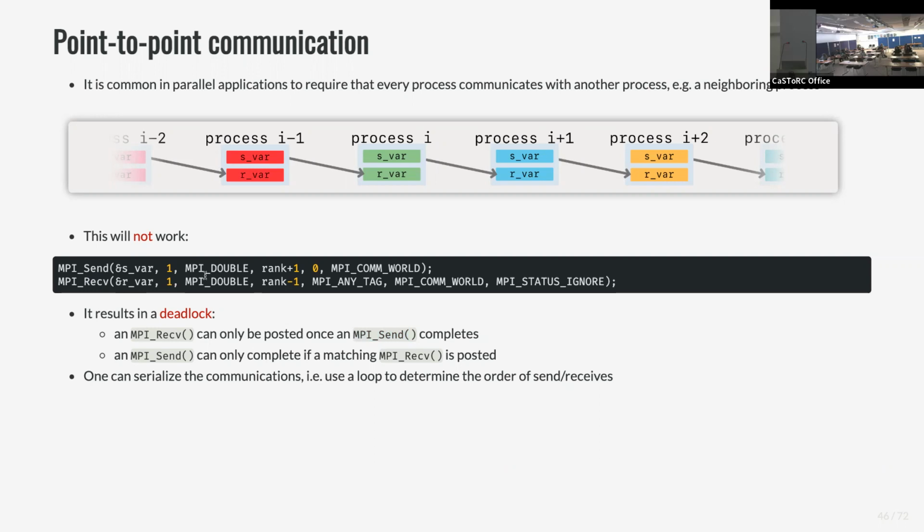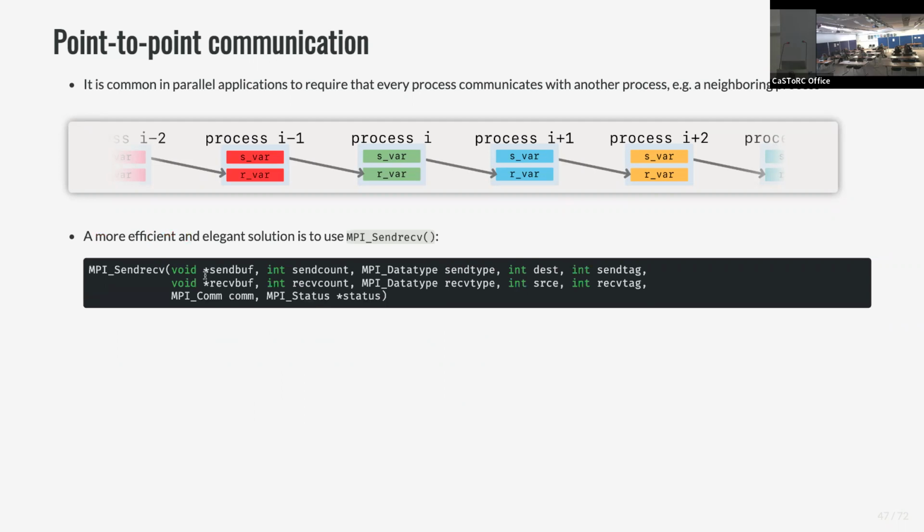So there's ways to do this. You can serialize the communication, which just means you can use a loop so that you're sure that first process i sends to process i+1, and after that completes, then you have to move on to the next process. But this might be serializing communication that would be faster to do in parallel. And it's also error prone.